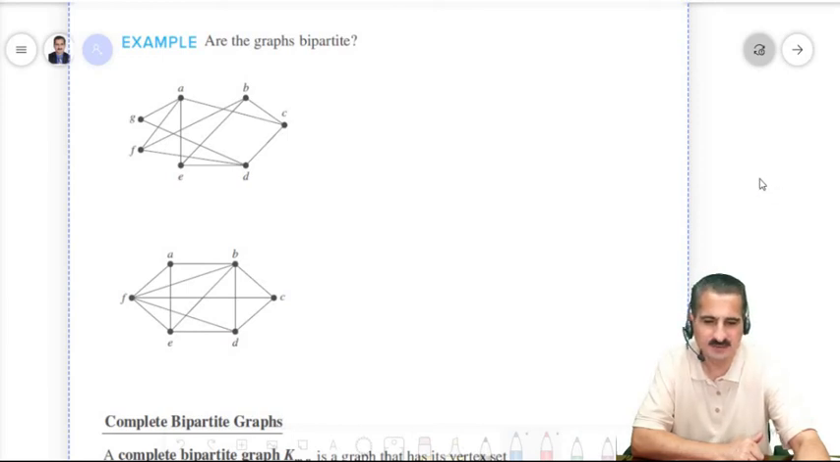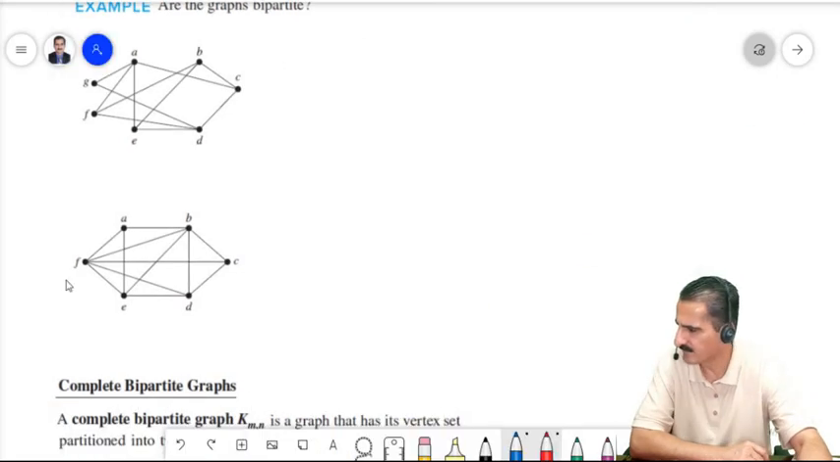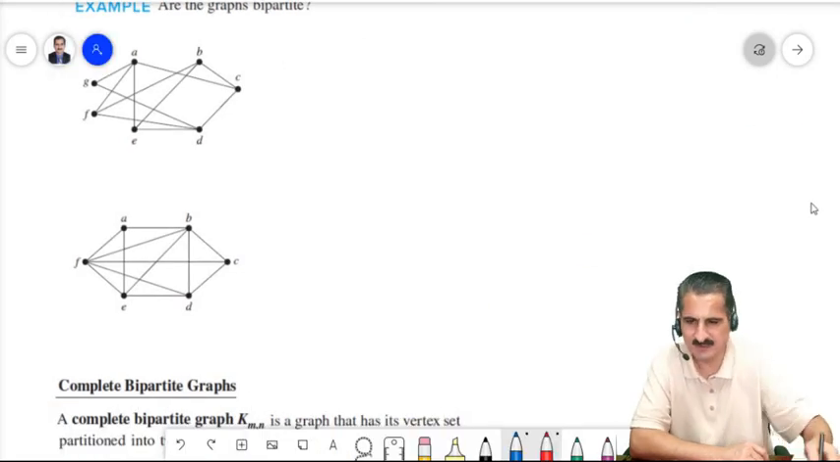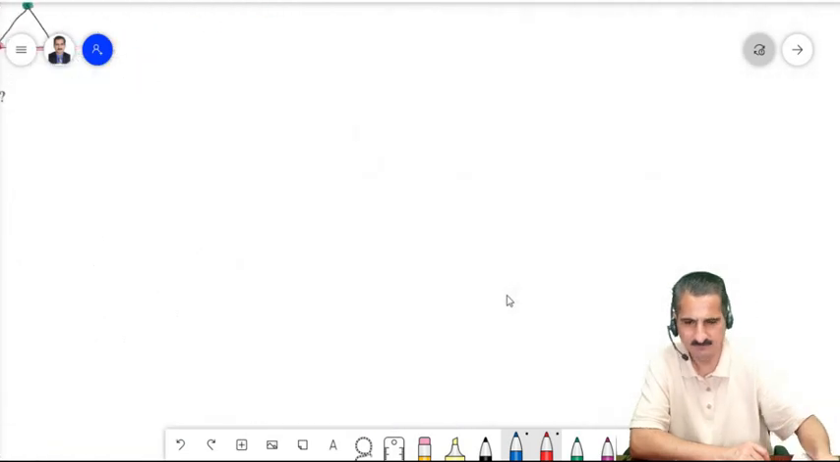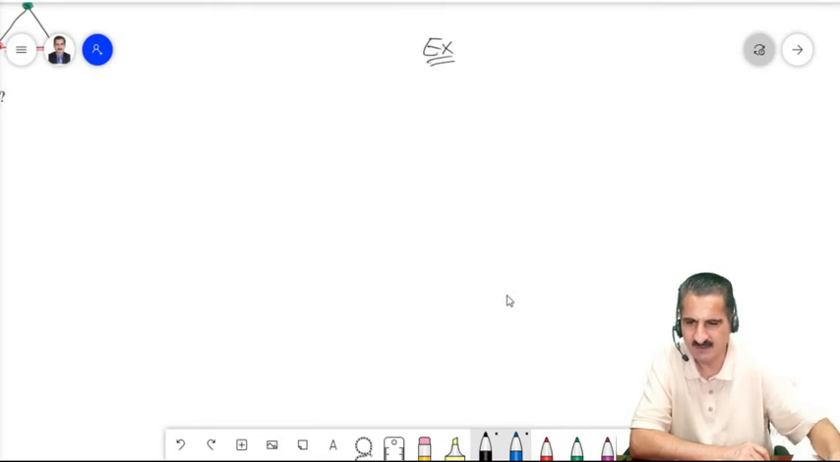A cycle with an even number of vertices is a bipartite. I'm waiting for the whiteboard again, it froze. So let's see that. Let's take it as an example. We have seen C6, right?